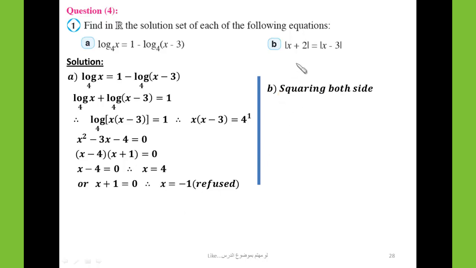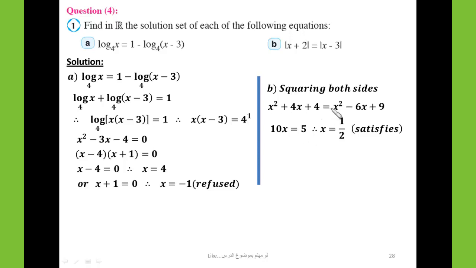Here we have the absolute value of x plus 2 equals the absolute value of x minus 3. By squaring both sides, we have x squared plus 4x plus 4 equals x squared minus 6x plus 9. And we simplify these to get 10x equals 5.